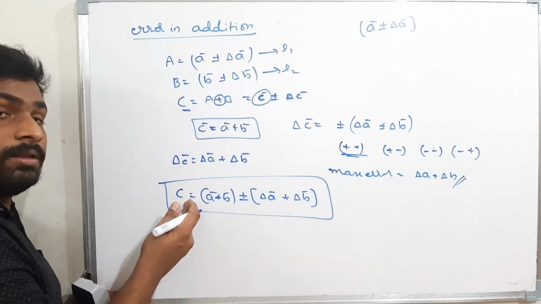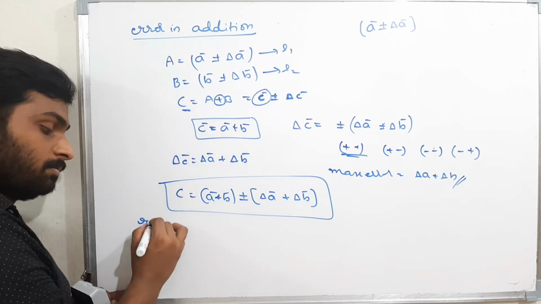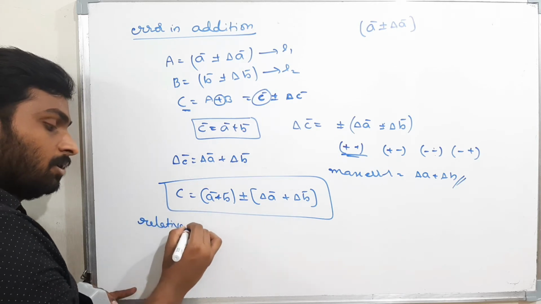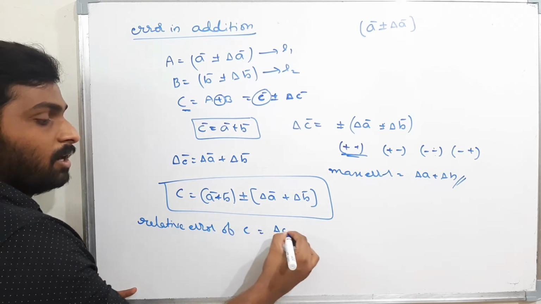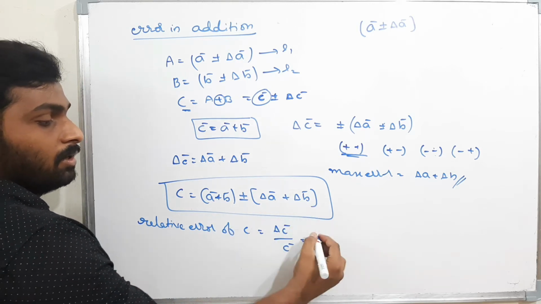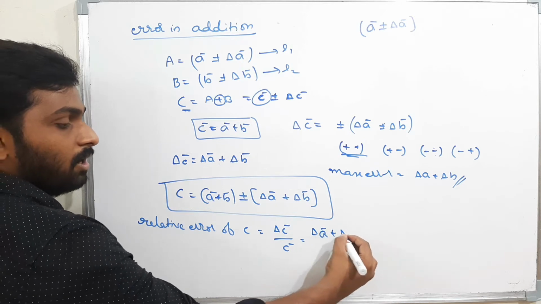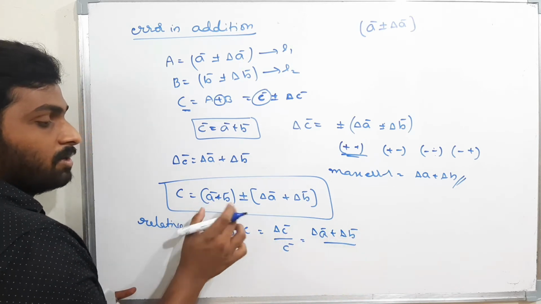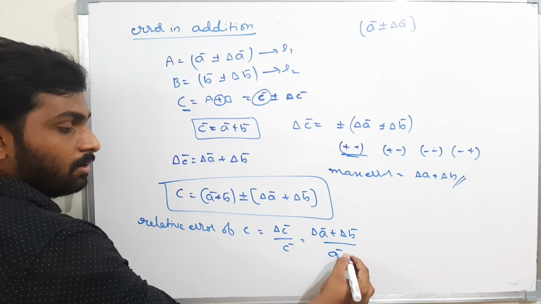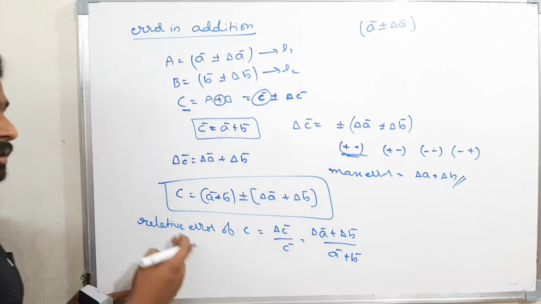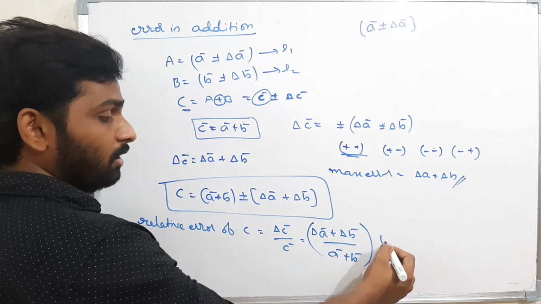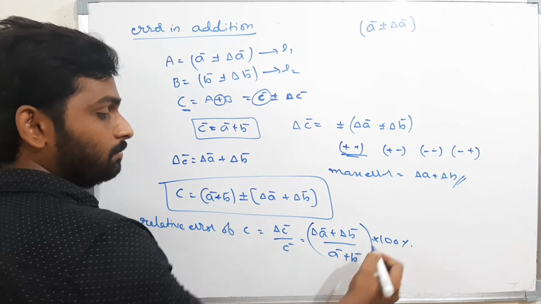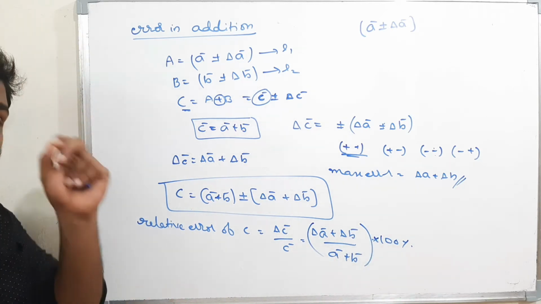And if they told to find the relative error of C, what is the relative error of C? It is nothing but delta C bar by C bar. That is delta A bar plus delta B bar by C bar, and C bar is how much? A bar plus B bar. This is nothing but the relative error of C. If they told to find the percentage error of C, then simply multiply with 100%. That's all. Now we will see a small example for this.